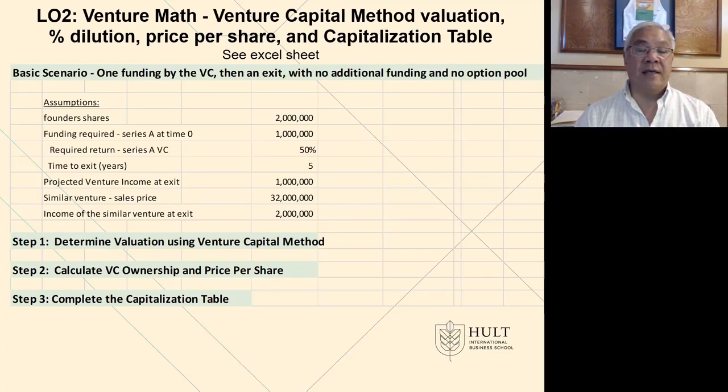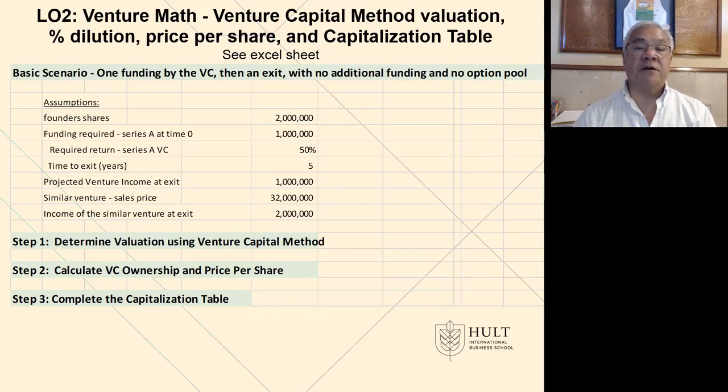So we're going to use a standard format for each of these 3. We're going to start with the basic scenario: 1 funding, then an exit, no additional funding, and no option pool, with the following assumptions. First, the founders have 2 million shares before the financing, the funding required from the VC is $1 million, and since it's such an early stage, the required return is 50% per year.